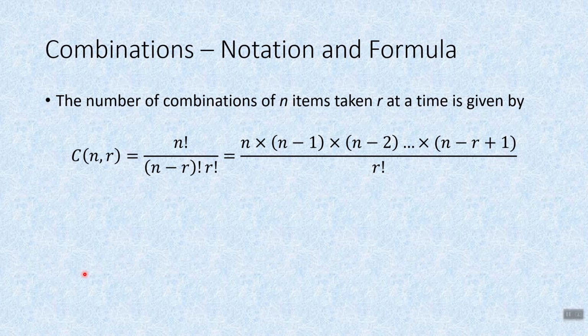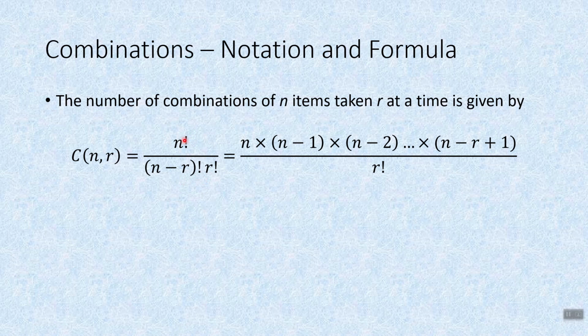Let's look at some notations in the formula for it. The number of combinations of n items taken r at a time is given by the formula C of n comma r. This is very similar to the permutations formula. C for combinations, so if it's unordered, combinations. If it's ordered, permutations. The n is always the number of items we have, our total, and r is the number that we want. So we'll have n factorial over n minus r in parentheses factorial times r factorial.